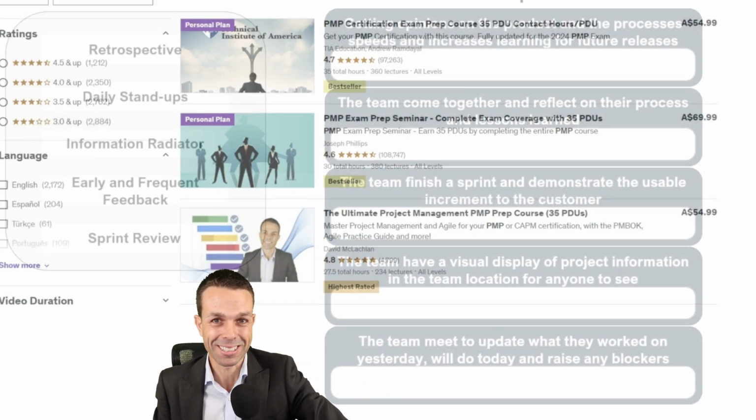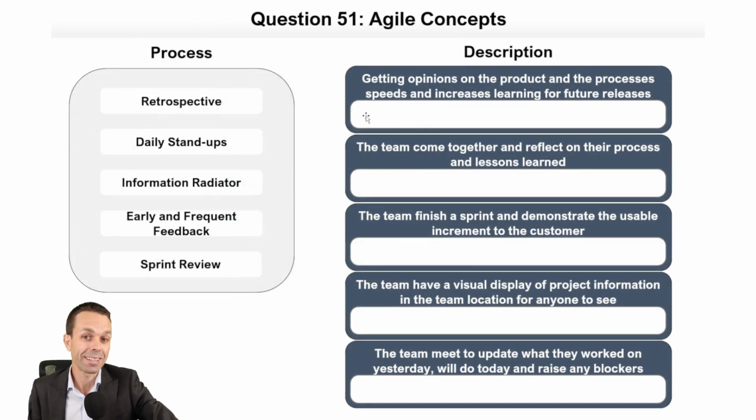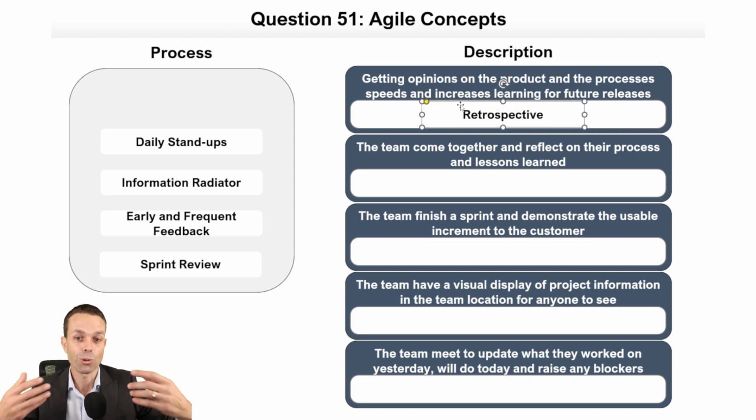Let's get into the first question. Okay, Agile concepts, getting opinions on the product and process, speeds, and increasing learning for future releases. Goodness gracious. Opinions on the product and the process. Oh, and that speeds increasing learning for future releases. That sounds like we're doing a retrospective. We're putting information back into our process to improve.